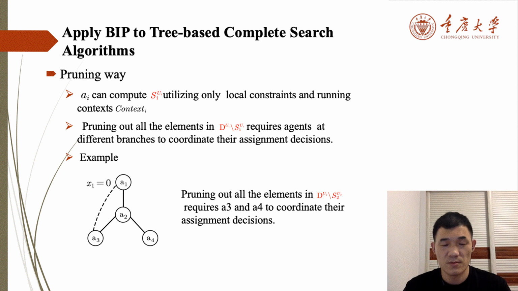According to the definition of S_i^U, Ai can compute it utilizing only local constraints and running contexts. Theoretically, all the elements excluded from S_i^U can be pruned out. However, it's hard to do since pruning some elements requires agents at different branches to coordinate their assignment decisions. It's difficult to implement this in a distributed setting where agents at different branches assign their values independently.